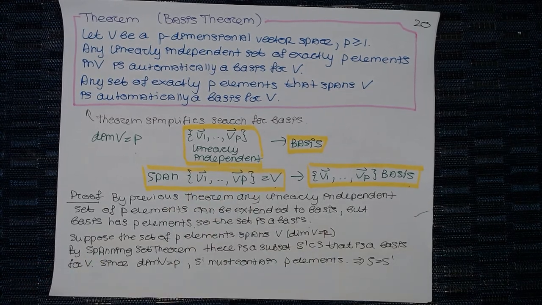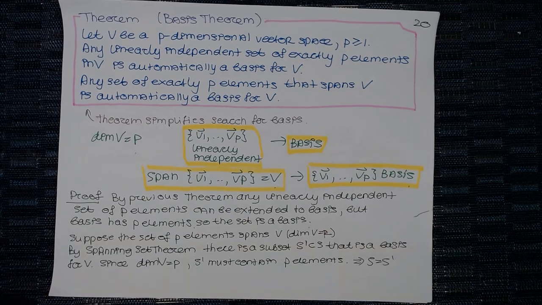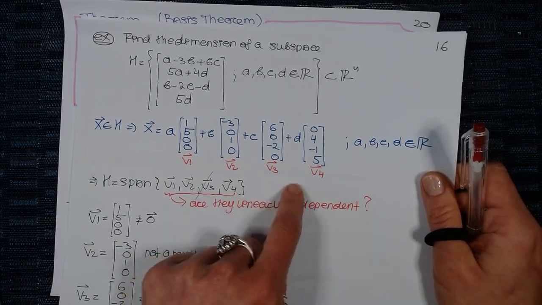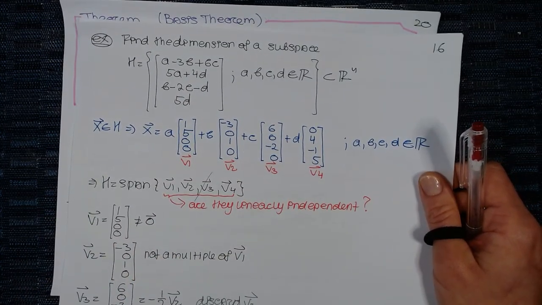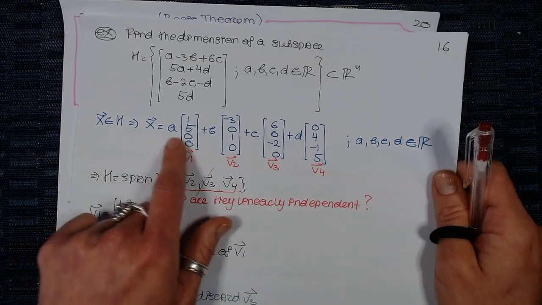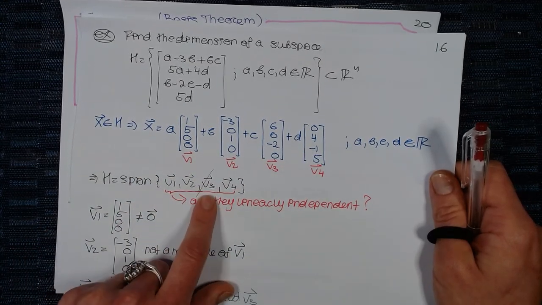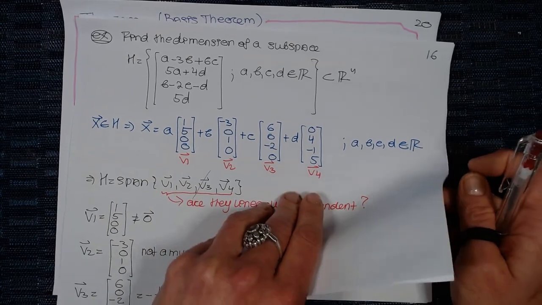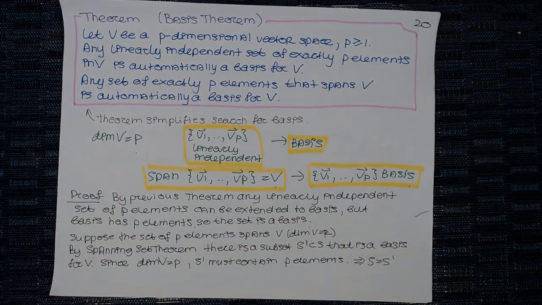I kind of did this in the previous example too. Remember when we did the H? We had a spanning set V1, V2, V3, and V4, but only a subset of this was the basis. We got rid of V3, and the subset V1, V2, and V4 was the basis. So that's what we're talking about here.